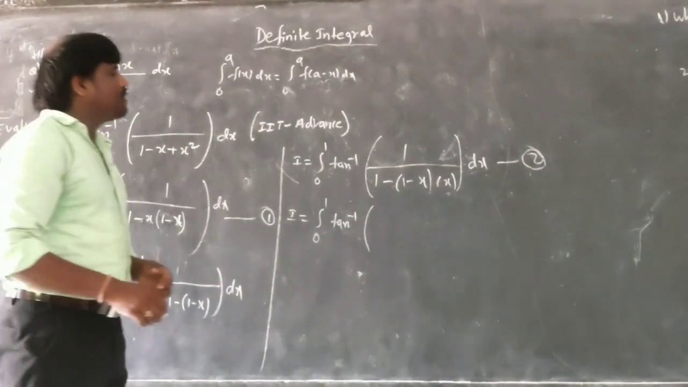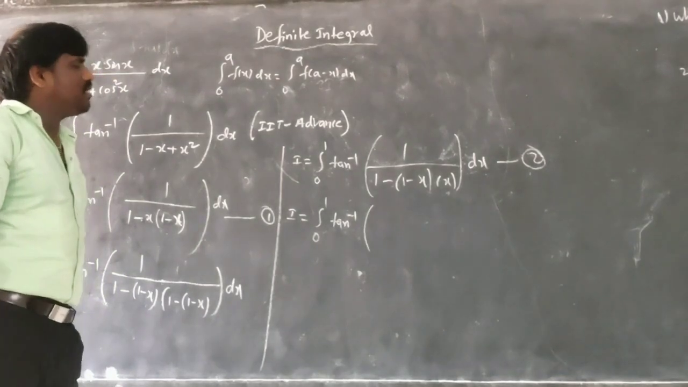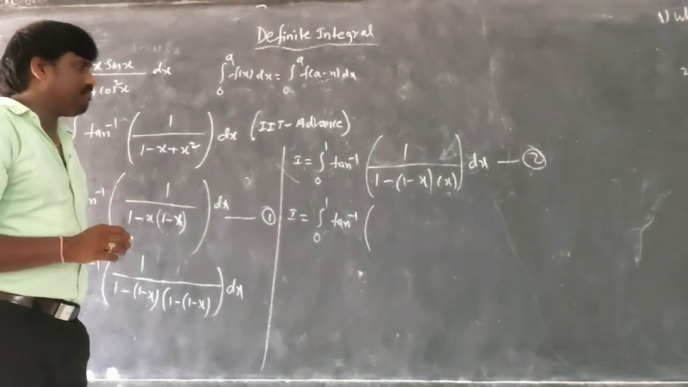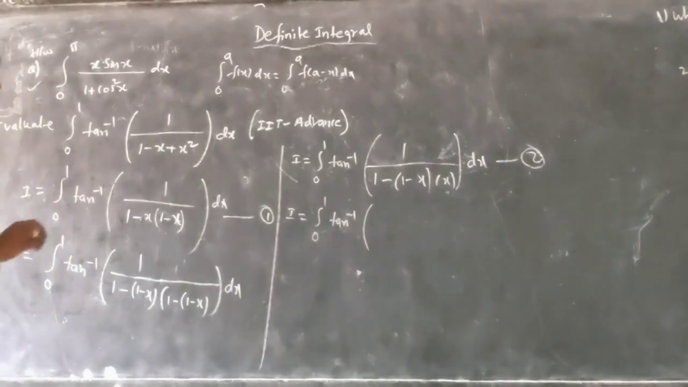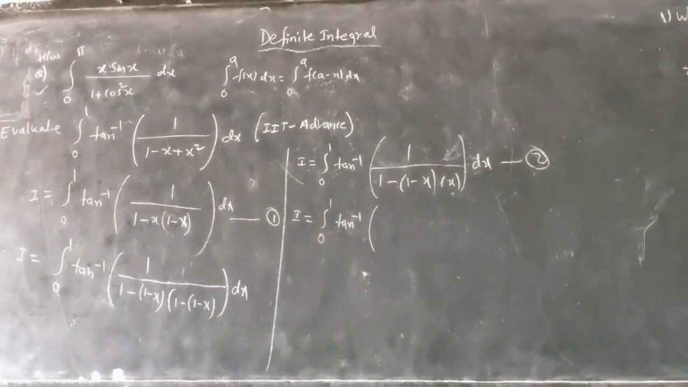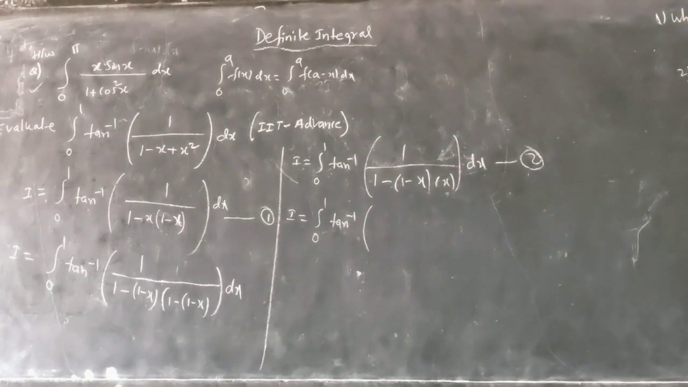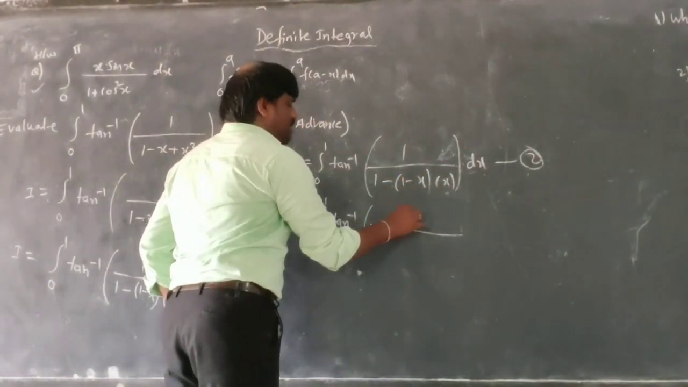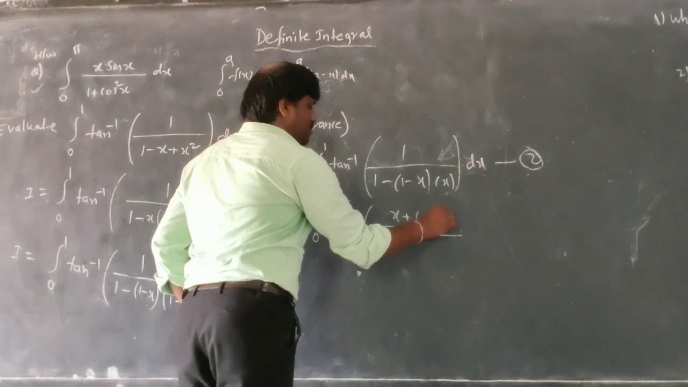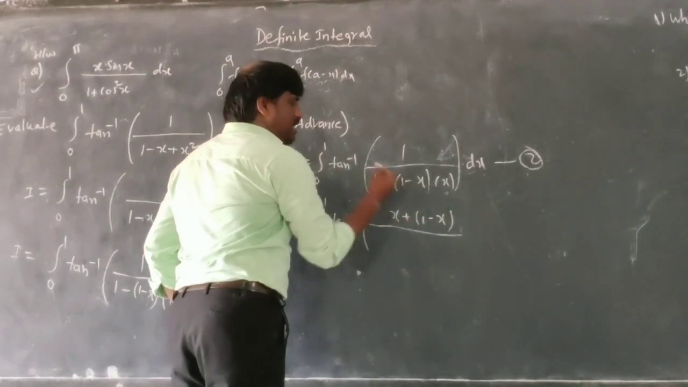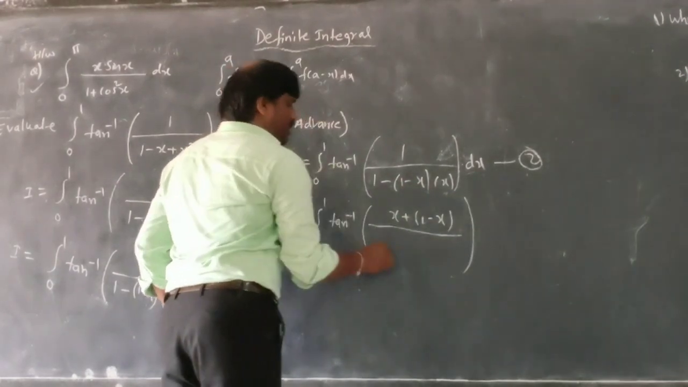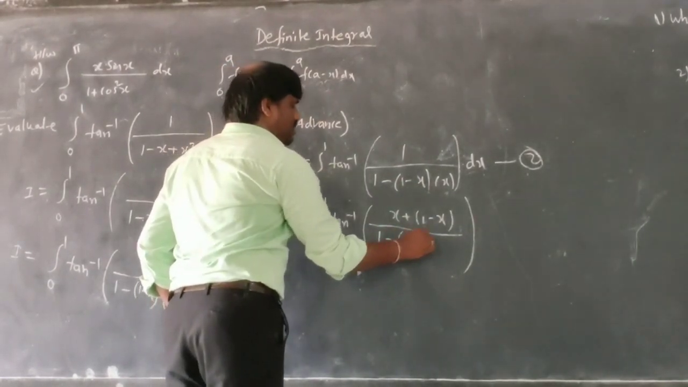Okay, hope you understand. On the top, on 1, how to express 1? That is what I am going to think. How to express 1? Can I express it as x plus 1 minus x? If I express this one as x plus 1 minus x, this x is cancelled, I get a 1 again. So I am writing this as x plus 1 minus x divided by 1 minus x into x.